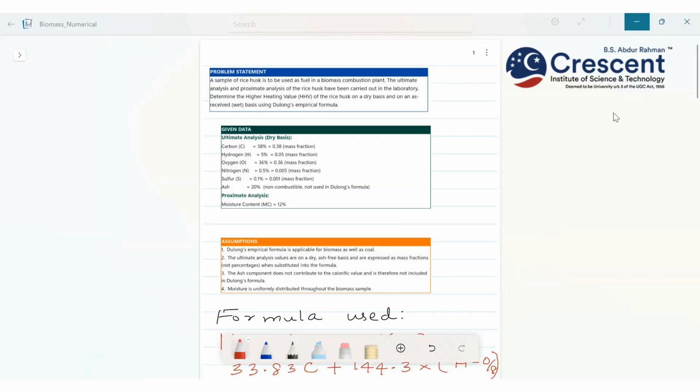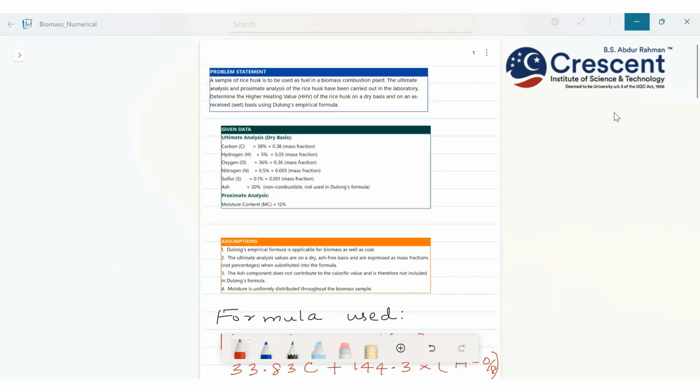based upon the ultimate analysis and proximate analysis. So remember, the ultimate analysis is on dry basis. Okay. So carbon is given as 38%, hydrogen 5%, oxygen 36%, nitrogen 0.5%, sulfur 0.1%, ash is 20%. And from the proximate analysis, moisture content is given as 12%.